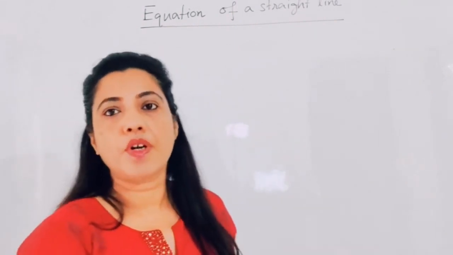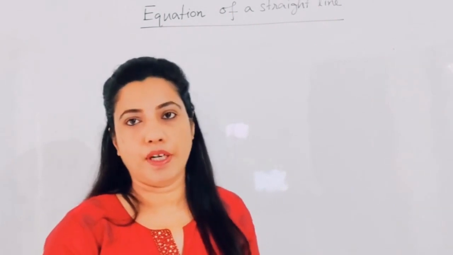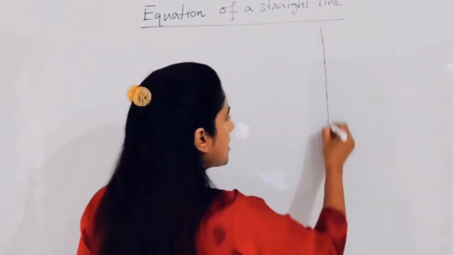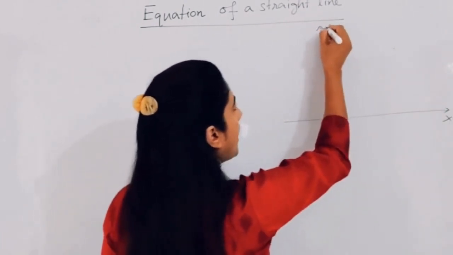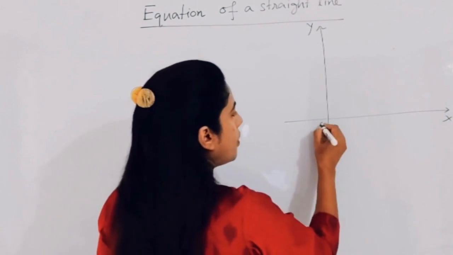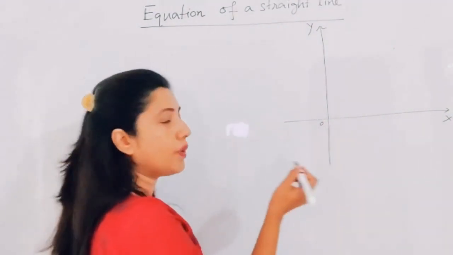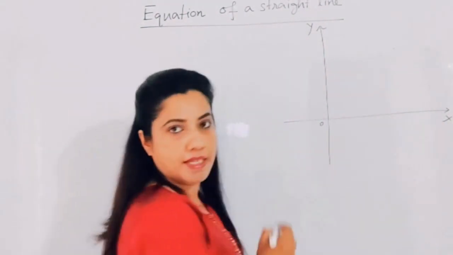When we talk about the equation of a straight line, first we need to know what is the inclination of the line. Okay, so what is the inclination of the line? Let us consider this is a coordinate system. This is your x-axis, this is your y-axis, and this is the origin. Inclination of a line means how the line is inclined towards the positive x-axis.